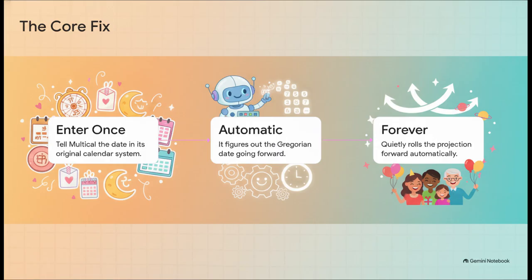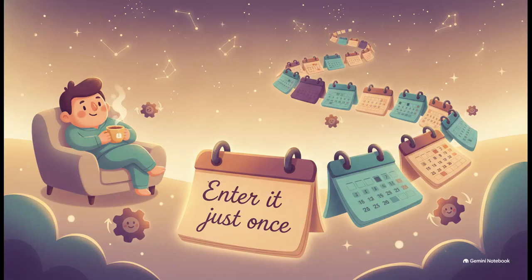You're moving from a system of constant, annoying manual labor to a system of total automation. You really don't have to be a calendar expert to make sure you're showing up for the people you love. And the ultimate relief here is the zero maintenance. Most conversion tools out there will do this as a one-time thing, right? Just for the current year. But Multical quietly rolls that projection forward automatically behind the scenes. You set it once, and it is accurate forever.